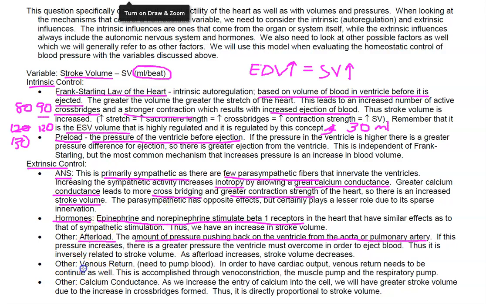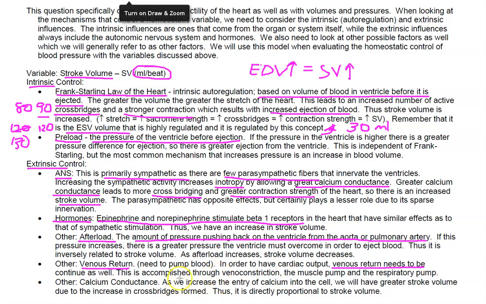An example of that would be venous return. Venous return is needed to pump blood out of the heart. In order to pump blood out of the heart, we need to get blood back to the heart. And so if we have an increase in venous return, we can increase the cardiac output because we have more blood coming back to the heart, which means we have more blood to pump out.